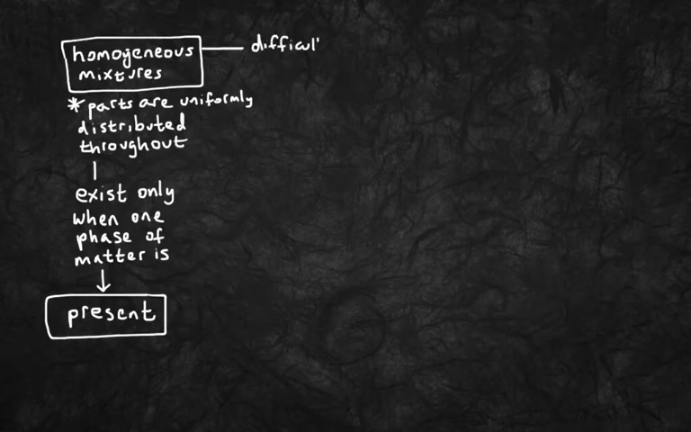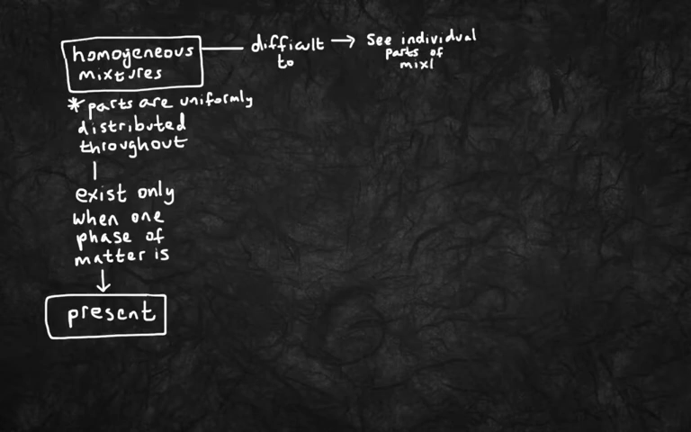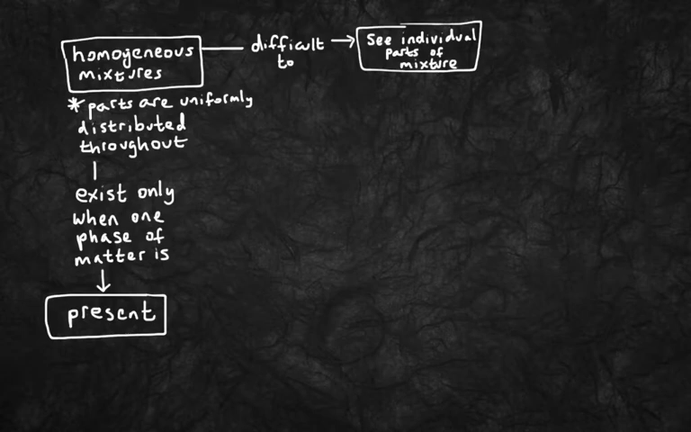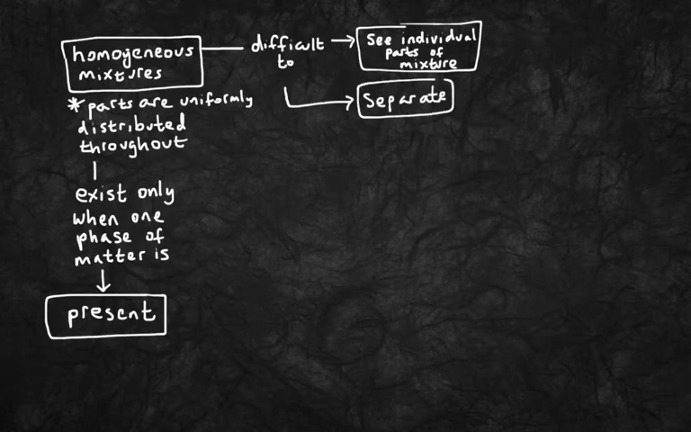So a couple of things about homogeneous mixtures is that it is difficult to see the individual parts of the mixture. So when you look at that salt water, you can't tell that the salt is dissolved in it. The other thing about homogeneous mixtures is that they're difficult to separate. You can separate them. Think about it. We are able to separate salt from water, but it's difficult to do. We have to add a bunch of energy to do it. So usually homogeneous mixtures are difficult to separate. Let's talk about a couple examples.